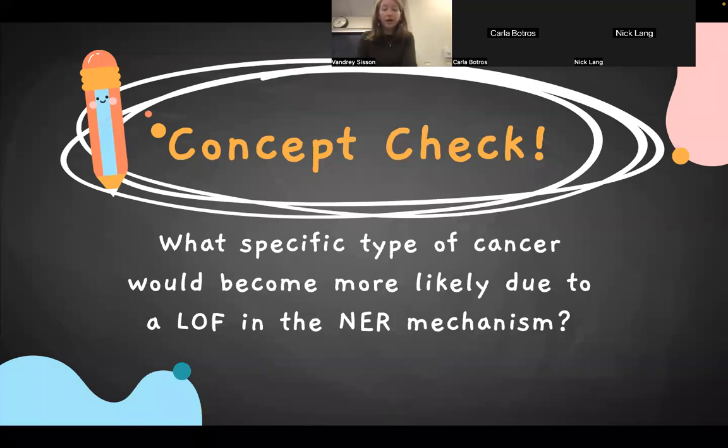So if you want to unmute your mic, or we can go over it after, what type of cancer specifically, what part of the body, I guess, would be more likely if we had a loss of function in the NER mechanism?